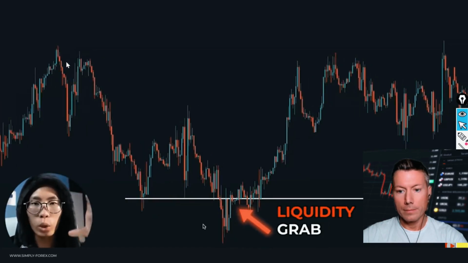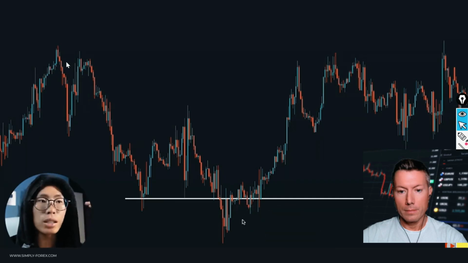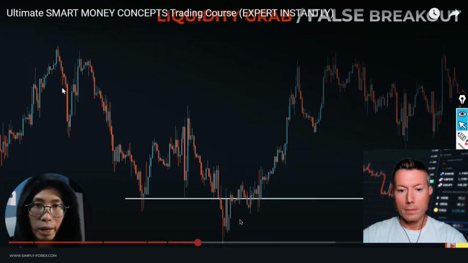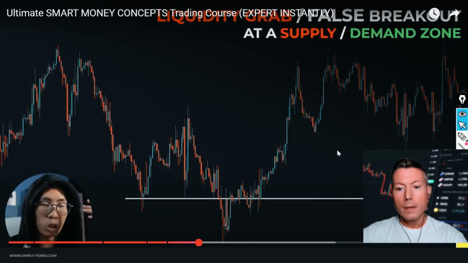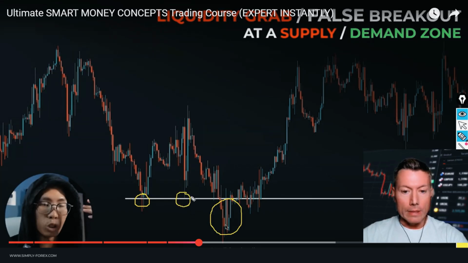So the first thing you want to look for is for price to give us a liquidity grab or a false breakout at a supply or demand zone. Okay, so we've got this liquidity grab here, right? The idea of a liquidity grab is this: the big boys know that there are buyers in here and there are buyers in here. So retail traders buy at this level, or buy at this level. And where do they put their stop loss? They put their stop losses down here somewhere, right? For price to move up.